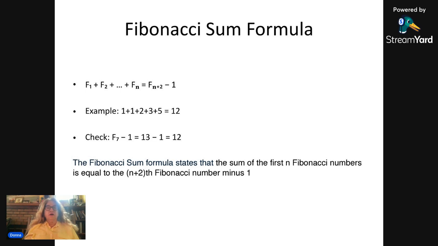Another formula that we might want to go over in a lesson is the Fibonacci Sum Formula. That states that the Fibonacci numbers can be added up together, and it can then be compared to the n plus 2 Fibonacci number minus 1 to create the same value. So that is good to test in the classroom as well.